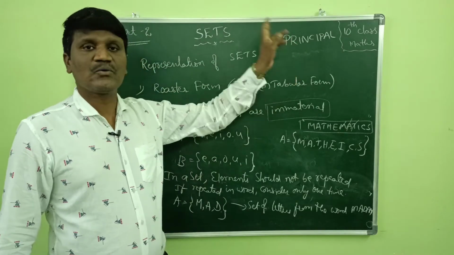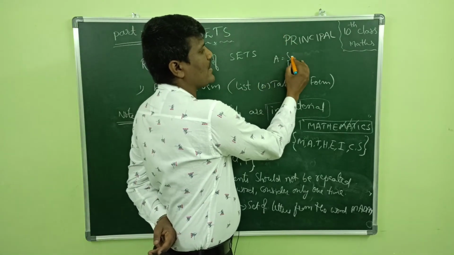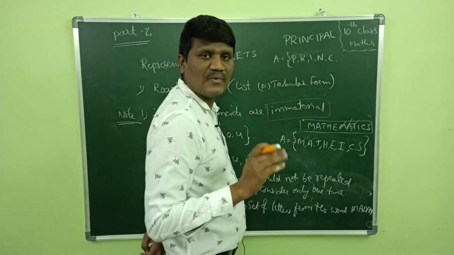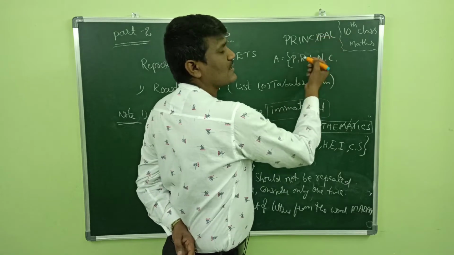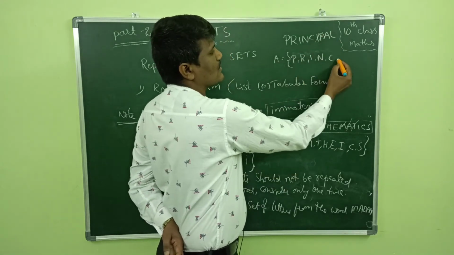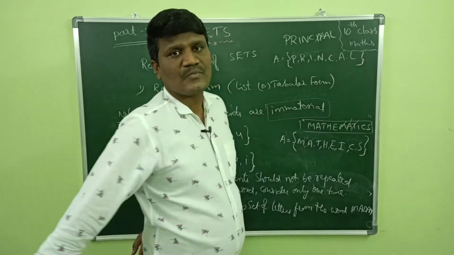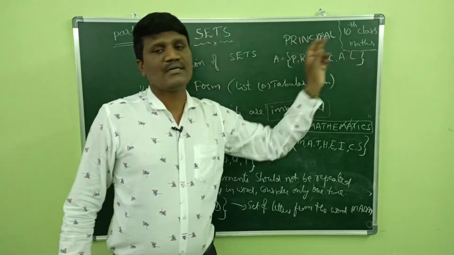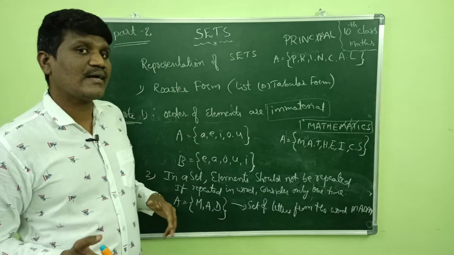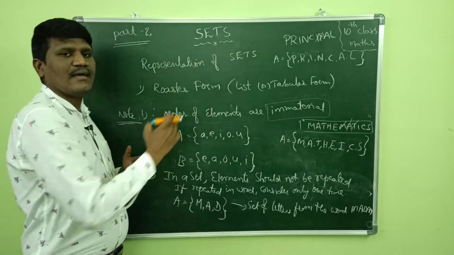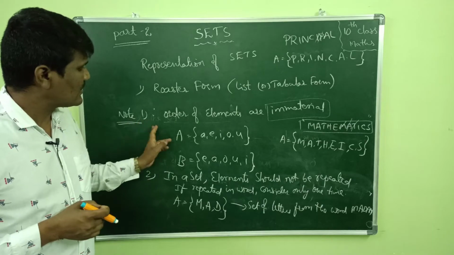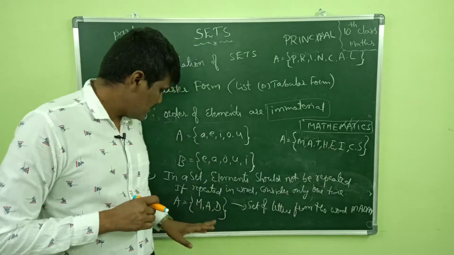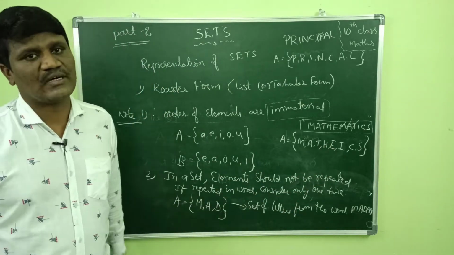So from this word, how to write? A is equal to P, R, I, N, C. I already has come, need not write. I is already written, P is also there, so A, L. So this is the roster form of the letters from the word principal. So this is a way to write the roster form of any set. So first point noted that order of elements is immaterial, and second one, in a set elements should not be repeated. If repeated in a word also, consider only one time.